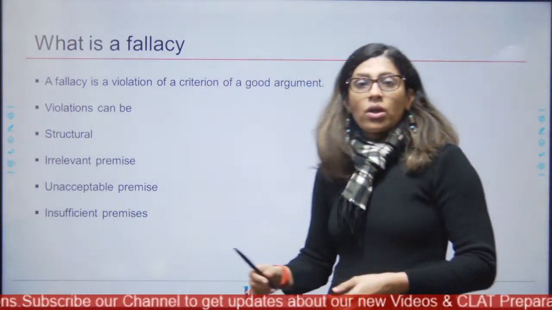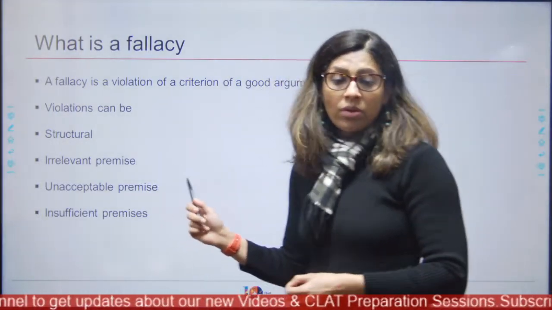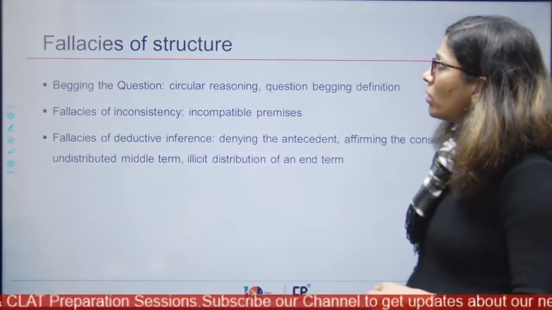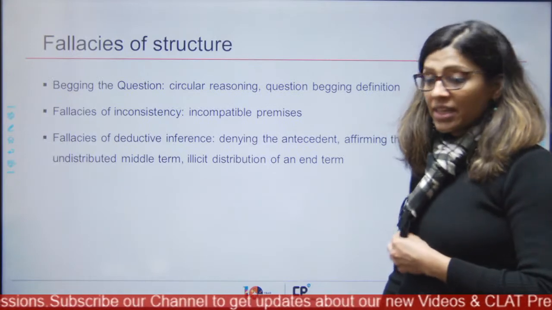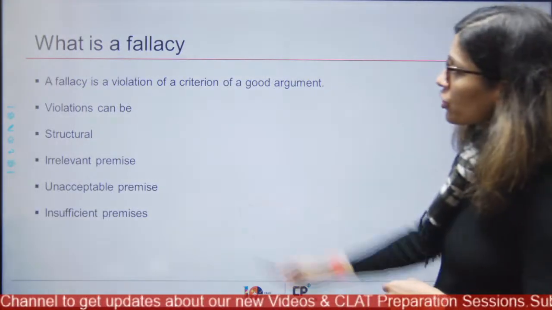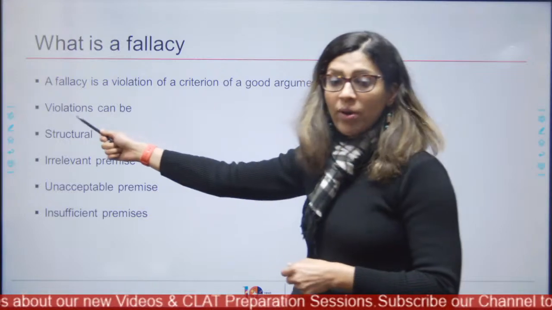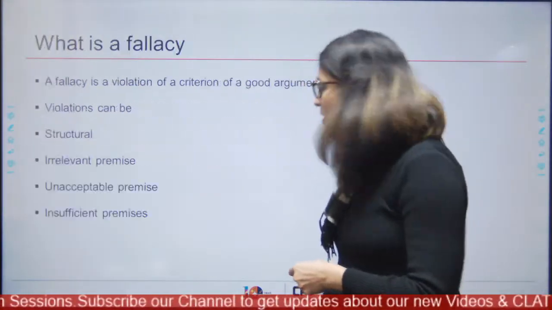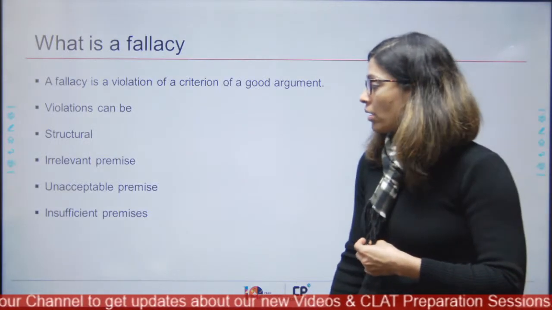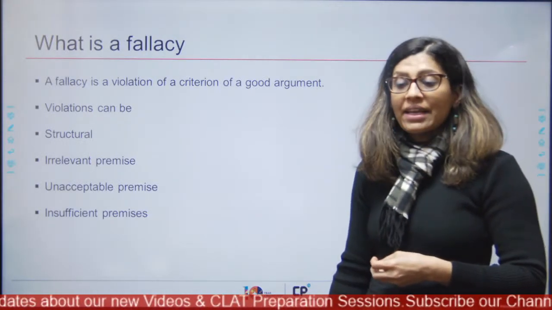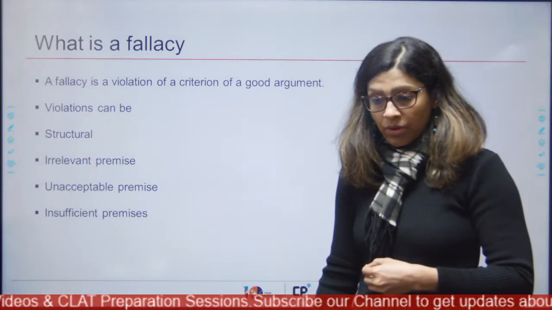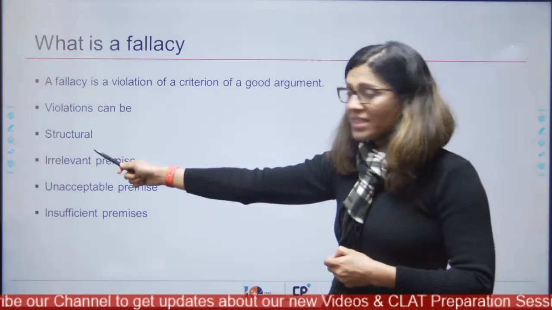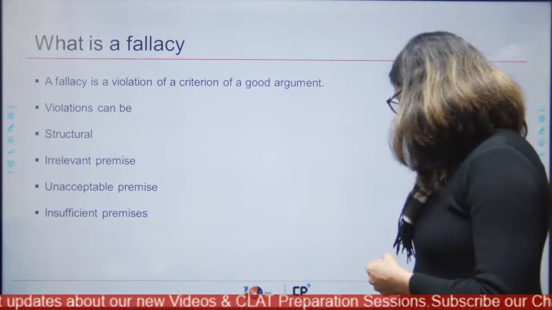Great. So now, let's move on to the first category of fallacy, which is fallacies of structure. I hope you have noted this down. Violations can be structural, irrelevant premises, unacceptable premises, and insufficient premises. So after this, let's go to the first set of violations, which is structural.